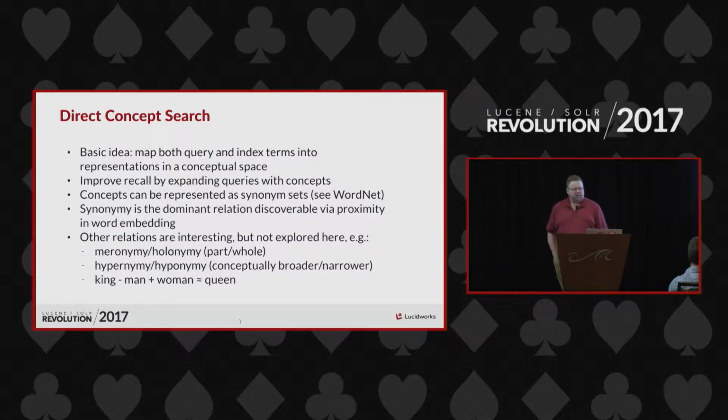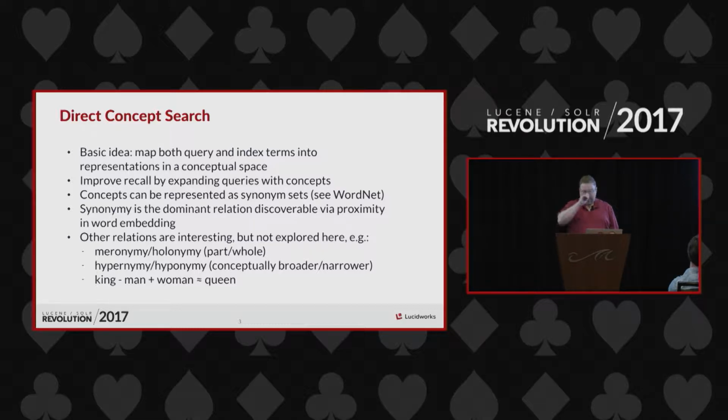So the basic idea of what I'm calling direct concept search is to map both query and index term into a conceptual space, and then improve recall by expanding queries with these concepts. One way to represent concepts is, as in WordNet, as synonym sets. So synonymy is a sort of core to that. And it happens to be the dominant relation discoverable via proximity and word embedding. Other relations are interesting, but I'm not going to be exploring them here.